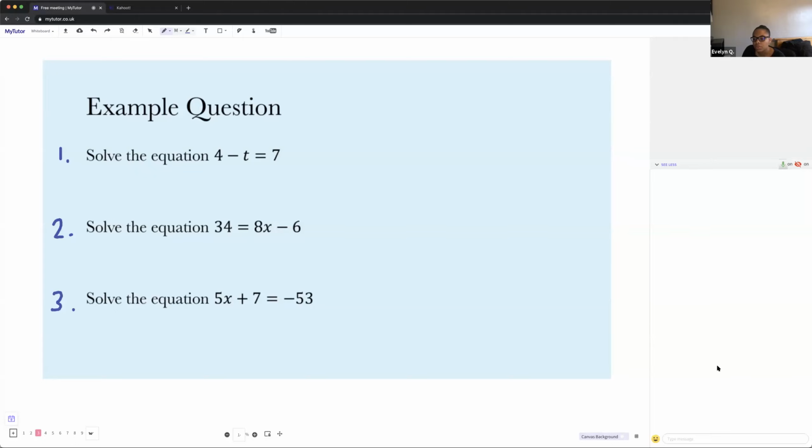Will we be using the quadratic formula? We will be going through quadratic equations and the quadratic formula as well on Wednesday. So if that's something you really want to go through, make sure you come to the Wednesday session.